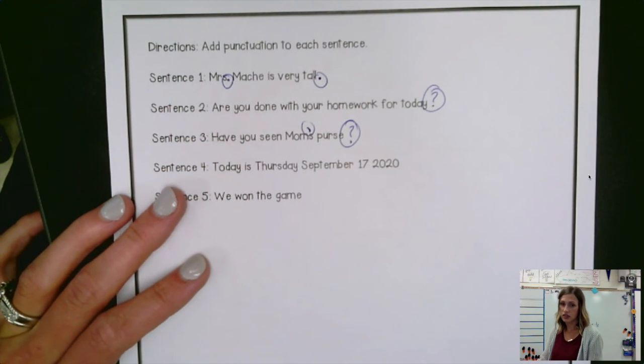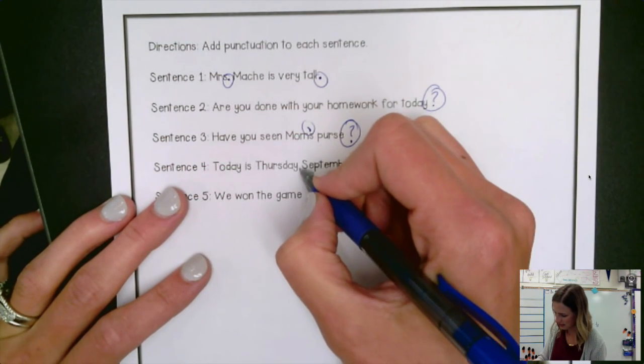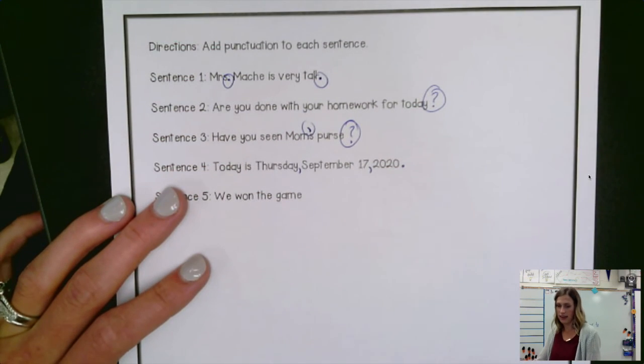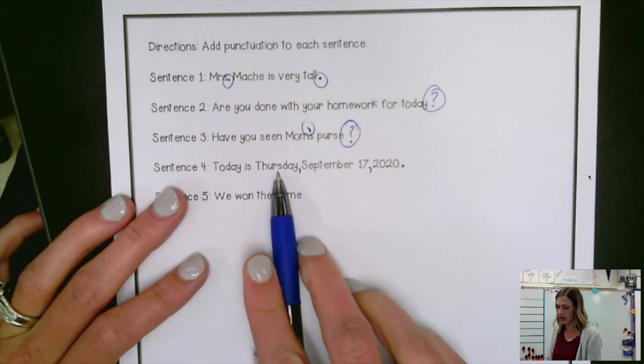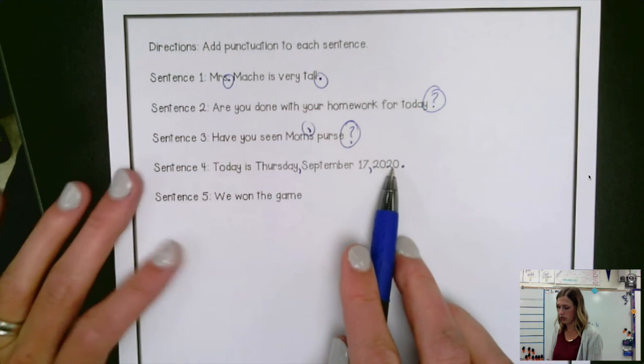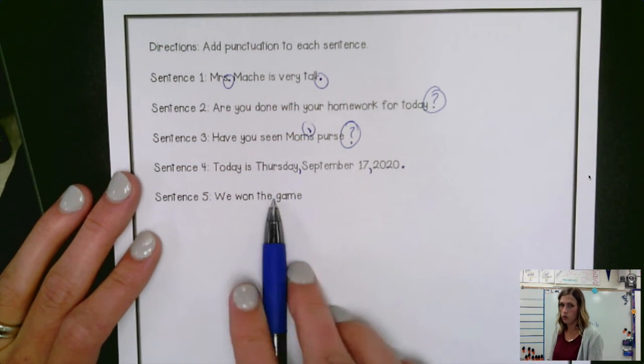Next, today is Thursday, September 17th, 2020. That would have a period at the end, right? So we've used commas between our day and our month, and then between our day of the month and our year.